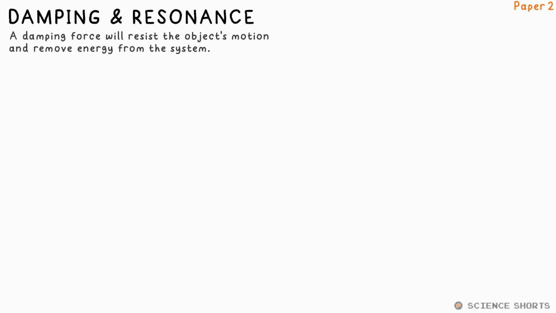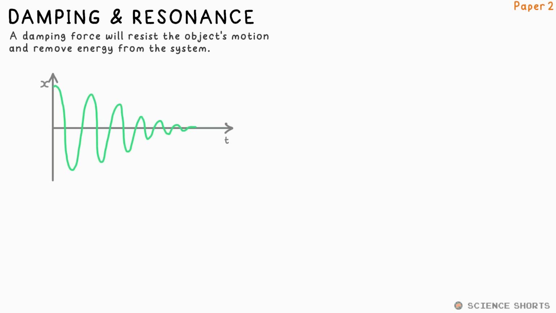In reality, there are resistive forces like air resistance that oppose the motion of the object moving. It always acts in the opposite direction to the velocity. We call this a damping force. It removes energy from the system. If we draw what happens to oscillations over time, we can see that the amplitude decreases gradually. This is what we call light damping.